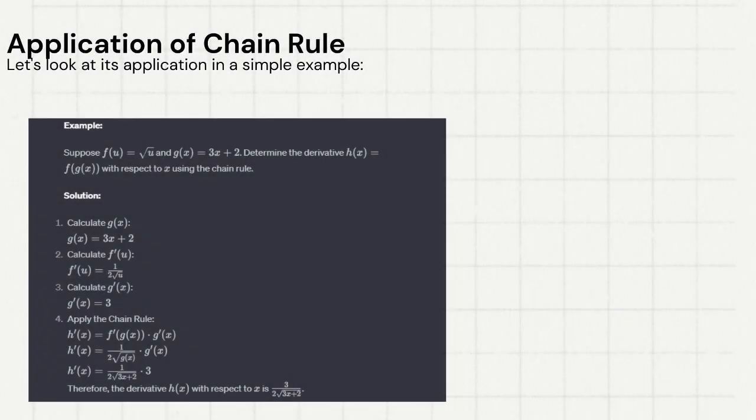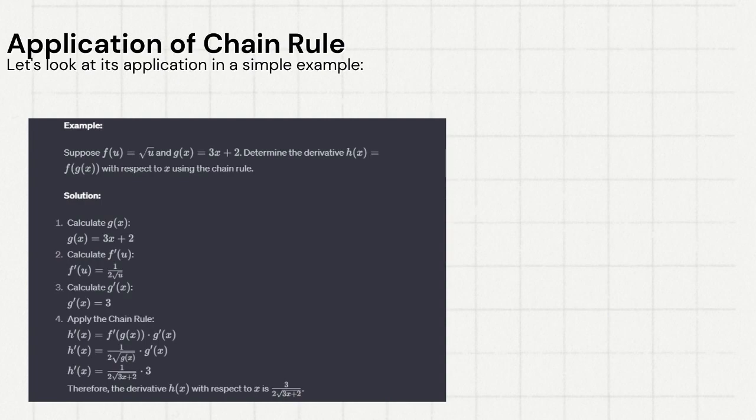Application in a simple example, number 1. Suppose f(u) equals root u and g(x) equals 3x plus 2. Determine the derivative of h(x) equals f(g(x)) with respect to x using the chain rule. The solution is, first you must calculate g(x). g(x) equals 3x plus 2. And then calculate f'(u). f'(u) equals 1 over 2 root u. In step 3, we calculate g'(x). g'(x) equals 3.